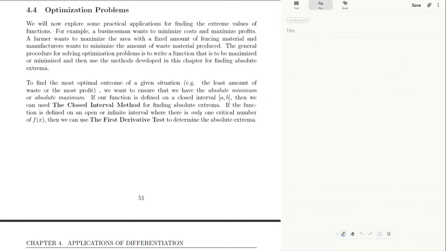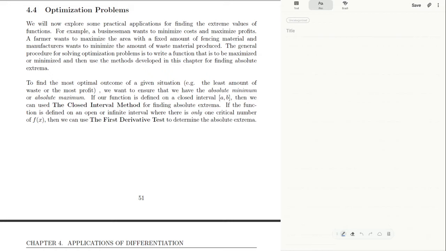Hello everyone, welcome back. In this video, we're going to talk about using the methods that we learned in this chapter and apply them to situations where we want to find the most optimal outcome. Now, these types of applications are called optimization problems. For example, a businessman wants to minimize the amount of costs to run a business and to maximize its profits.